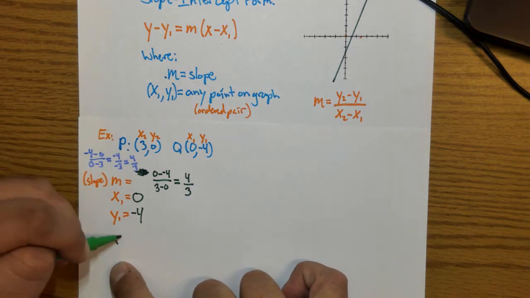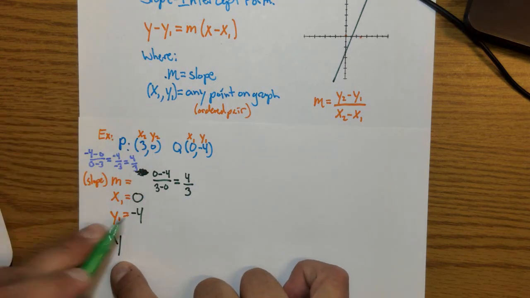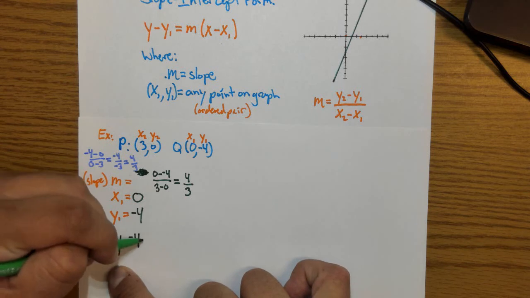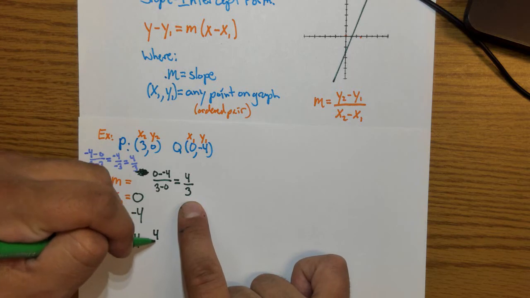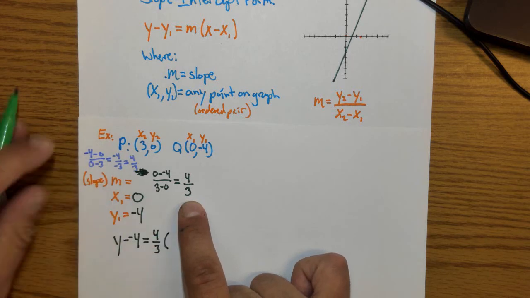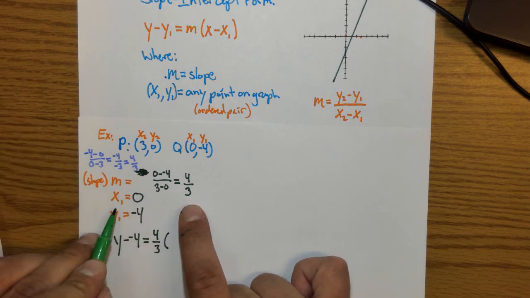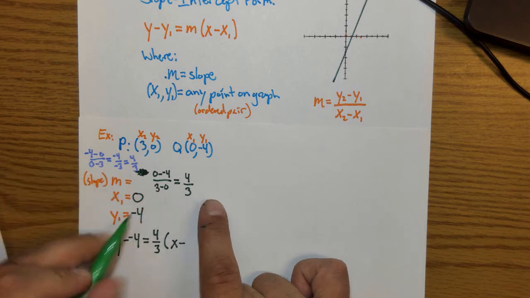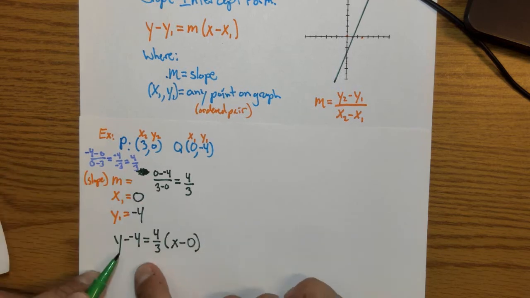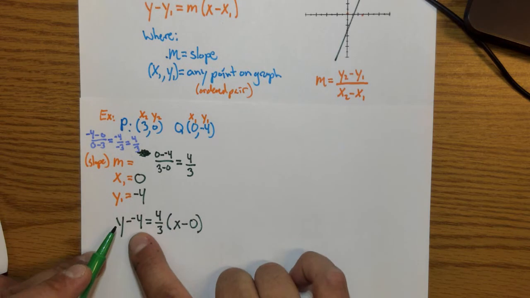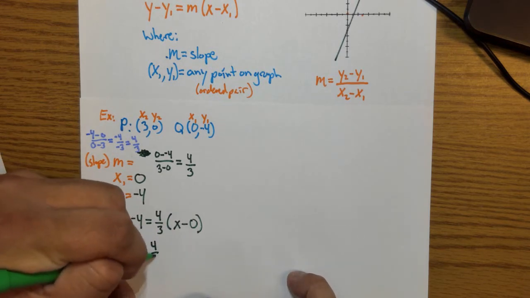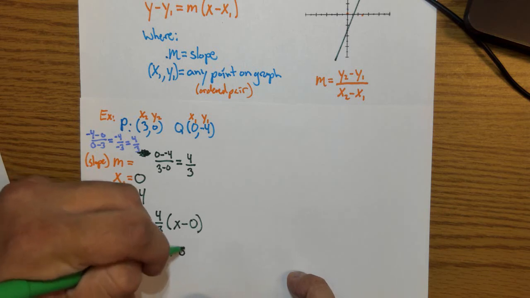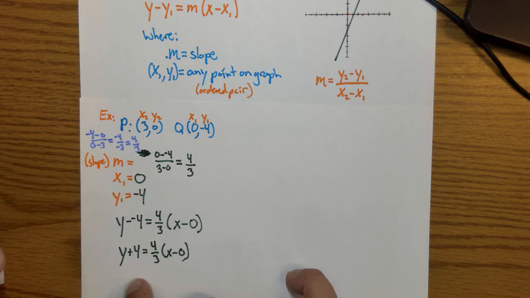We're going to say y minus y1, so y minus -4 equals our m value, which is 4 over 3, times x minus x1. So x minus 0. And we can go ahead and clean up this double negative here just so it looks nicer. Let's say y plus 4 is equal to 4 over 3 times x minus 0, just like that.